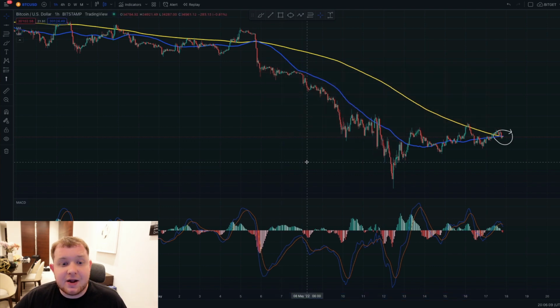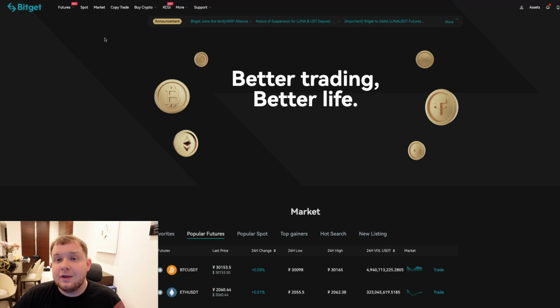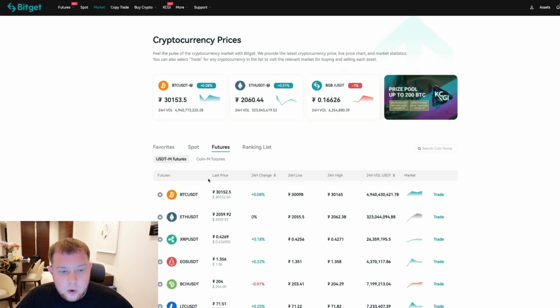So yeah, that's the first example which I wanted to talk to you about. If you wanted to enter a short position, you would come over to Bitget, go over to market, and select which asset you want to go ahead and trade.